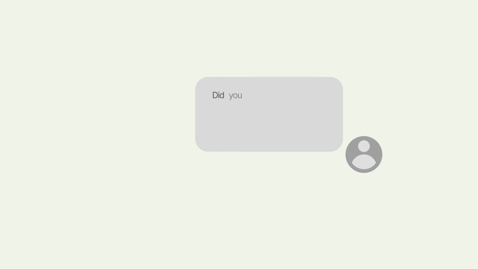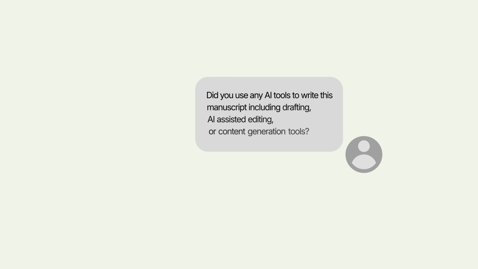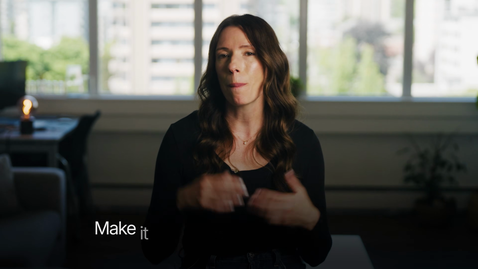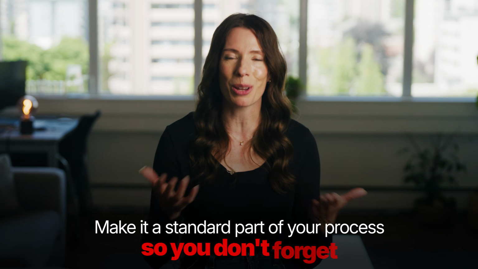So if you're working with a writer, ask them if they used AI to help generate the manuscript. You have to be very specific about it. You have to say something like, did you use any AI tools to write this manuscript, including drafting, AI-assisted editing, or content generation tools? And if the answer is yes, then you disclose. And that's it. So being transparent about AI use does not hurt your book. Amazon allows AI-assisted content. What Amazon does not allow is hiding it. So make it a standard part of your process so you don't forget.